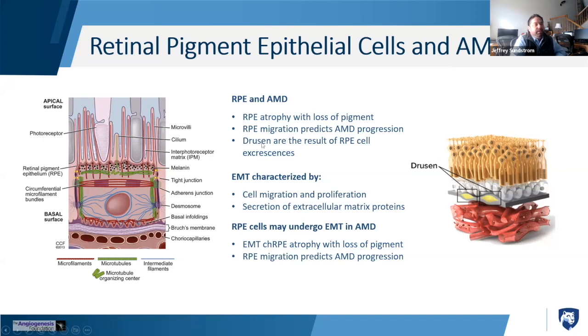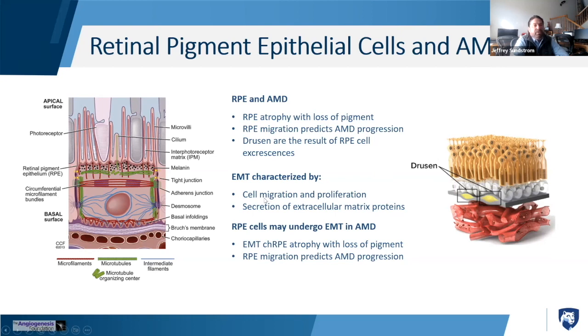Drusen, which I mentioned earlier, are one of the hallmark lesions of macular degeneration. You can see over here the photoreceptors and retinal pigment epithelial cells, and these drusen are thought to be excrescences from these RPE cells. The central hypothesis of the lab is that these RPE cells are becoming less differentiated, moving along the continuum of the epithelial to mesenchymal transition process.